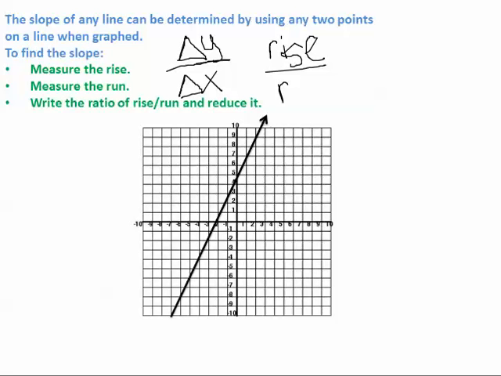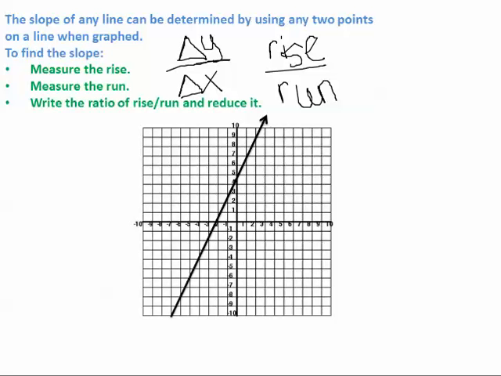Sorry, my handwriting's getting a little sloppy. You have your rise over run because your y's are rising. Your y's are going up and down. Your x's are going side to side. So if I wanted to find the slope, I would pick 2 coordinate points.